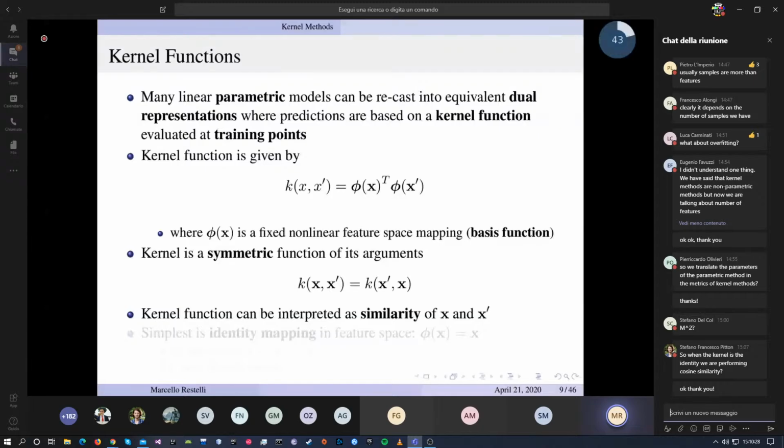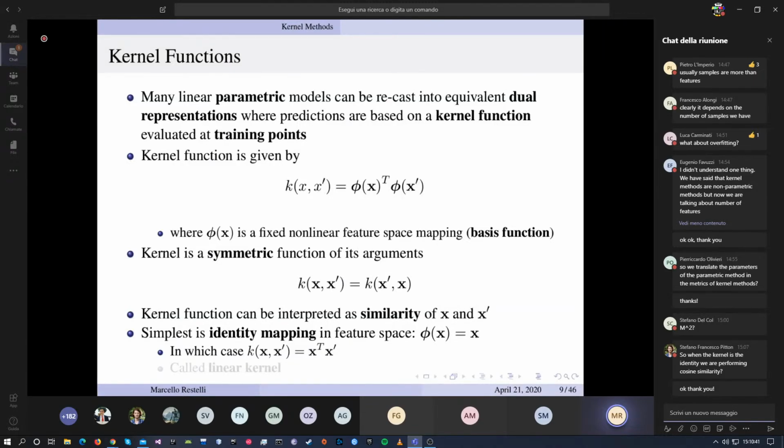And as we have said, the kernel can be interpreted as the similarity between x and x prime, a kind of similarity between these two points. We have already said, if we use the identity mapping, so phi of x is equal to x, we have the linear kernel. When you use the linear kernel, it's just as if you are working with a parametric method where you have the input variables as features, so where you are not using any transformation of the input variable.